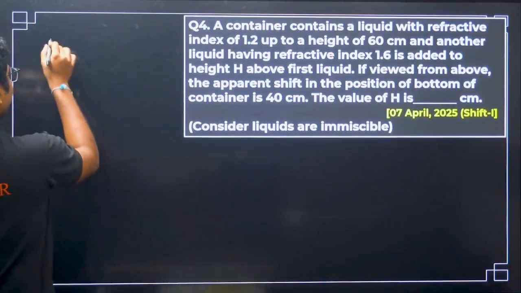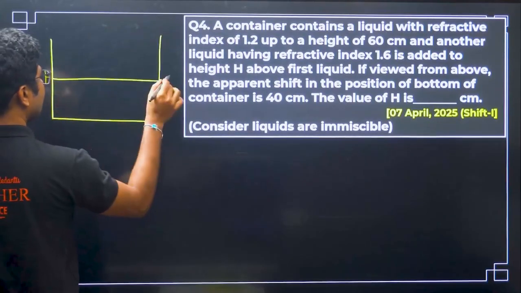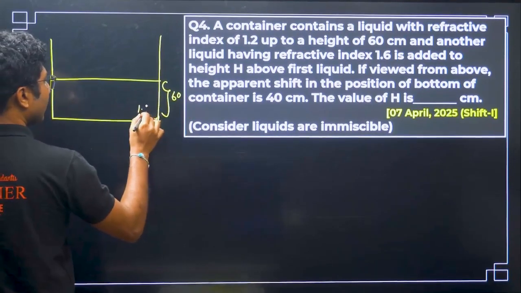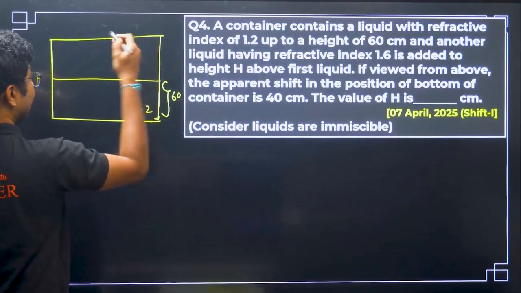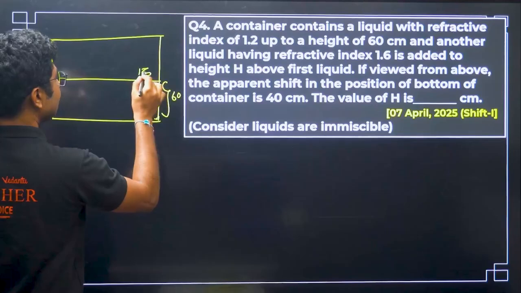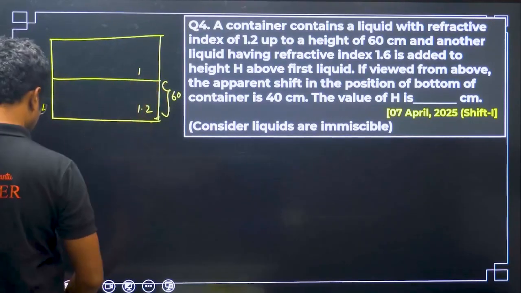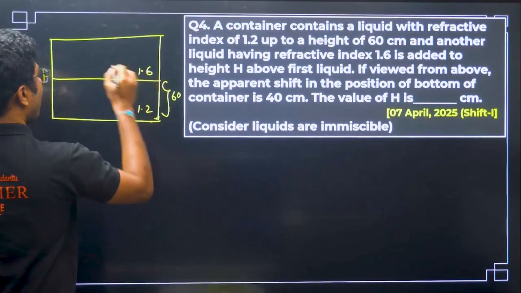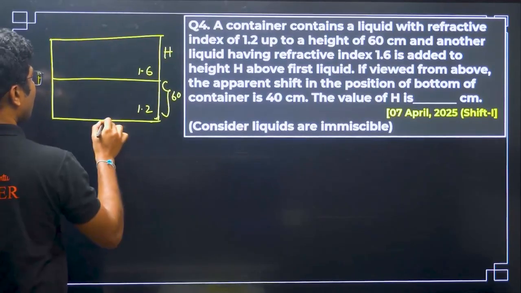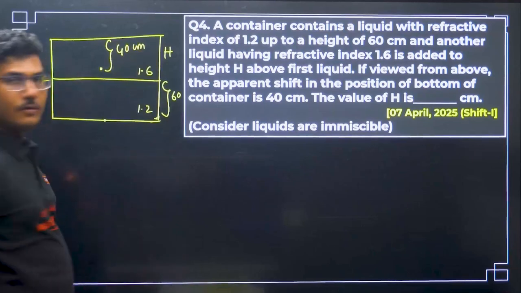So let's see what the question talks about. We have a container. First we have filled the container to a height of 60 centimeter, and the refractive index is 1.2. Next we have filled it with another liquid of refractive index 1.6, and in this case the height of the liquid is unknown. So this is say h, and when you see from the top, the bottom appears to be somewhere here, which is 40 centimeter from the top.